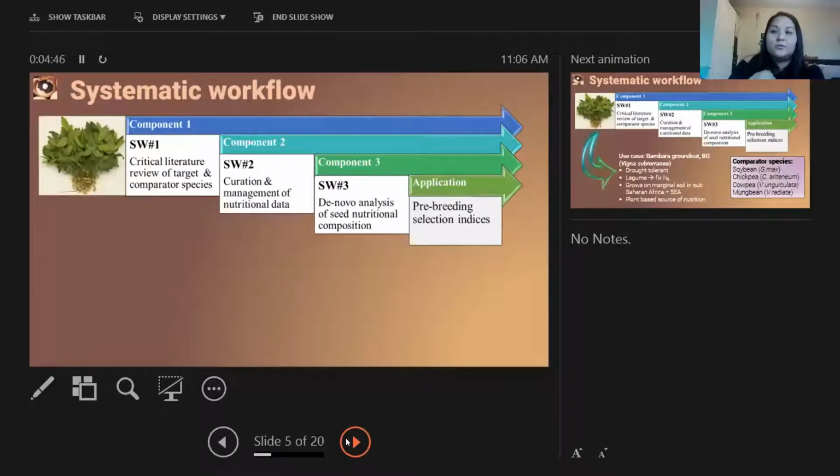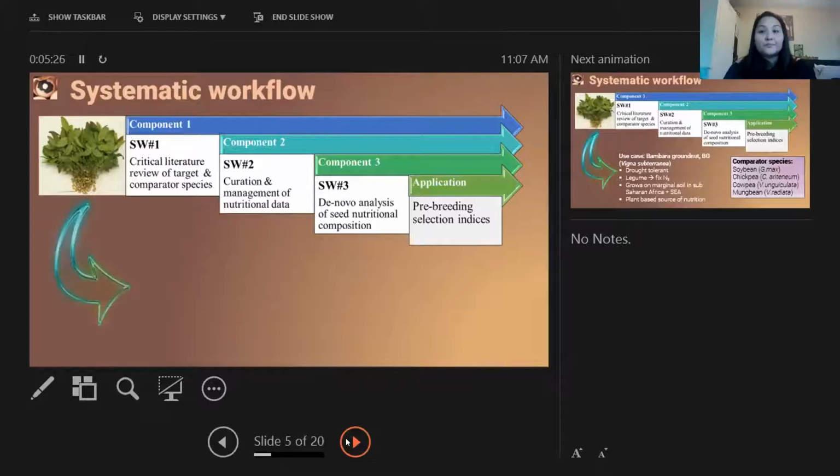In order to try to resolve all those gaps, I've come up with a systematic workflow. This encompasses my entire thesis over all my research chapters. We have 3 major components. You can kind of ignore the last one, which is applications, because that is not really part of the workflow. That's just an application of the data that we got from the workflow. It spans 3 different areas, from literature review to data management to de novo analysis.